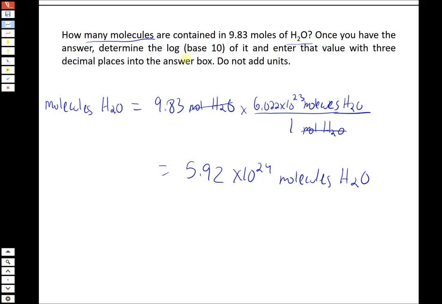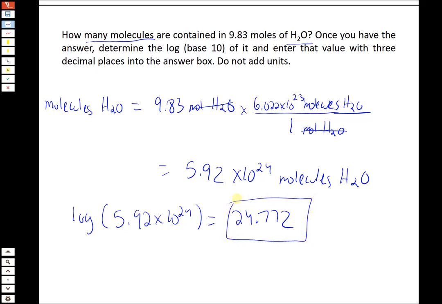But the answer looks for the log in this case again, because especially in olden days, Blackboard wasn't very good at dealing with big exponential numbers like this. So if we take the log of that number, we should get 24 point something, and what we end up with is 24.77, and to 3 decimal places, we'd write it as 24.772. That's what I got, to 3 decimals. Okay, so that's the number you would enter into Blackboard.